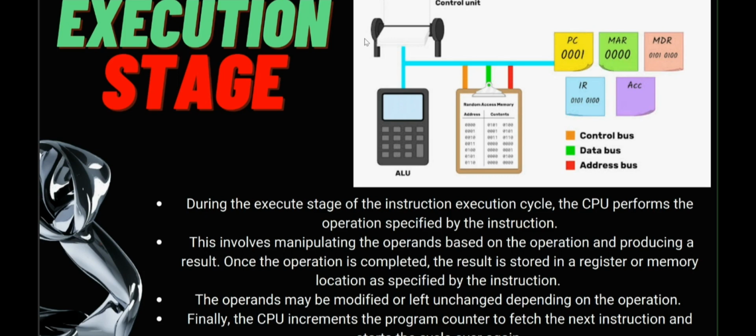Once the operation has been performed, the CPU may update the result in a register or memory location, or it may store the result in a temporary register for use in subsequent instructions. After the execution stage is completed, the CPU moves on to the next instruction in the instruction cycle and starts the cycle over again. That's all from me, and thank you.